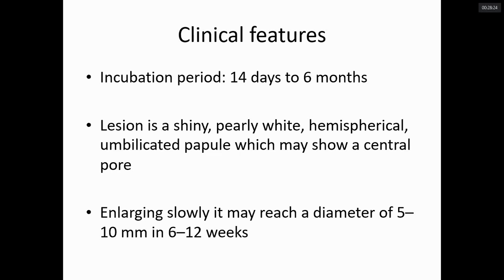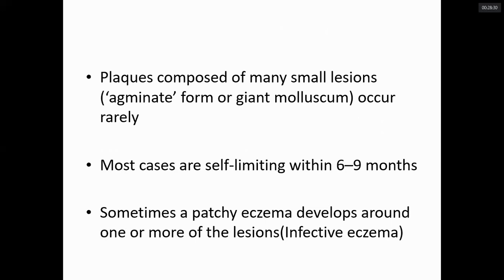And it enlarges slowly, sometimes may reach a diameter of 5 to 10 mm in 6 to 12 weeks. Sometimes it forms plaques composed of many small lesions. It is called agminate or giant molluscum contagiosum. Most of the cases are self-limiting. They resolve on their own in 6 to 9 months. But sometimes patchy eczema develops around one or more of the lesions, which is called infective eczema.